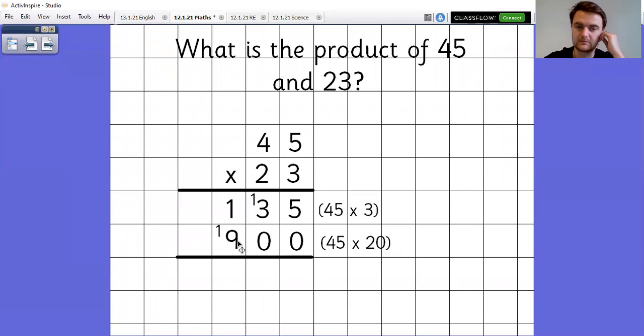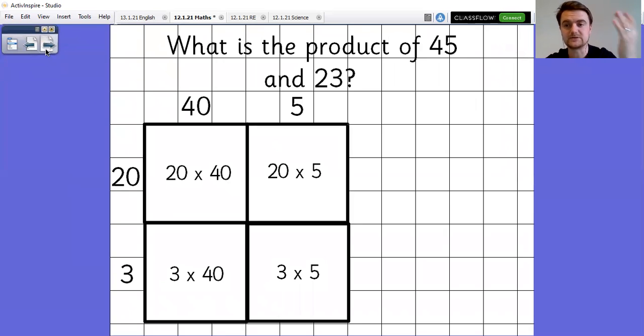If I wanted to use what I know already, I might know that 45 times 2 is 90. So I could use that to work it out. Now, after that, I've got to add them together. 5 plus 0 is 5, 3 plus 0 is 3, 1 plus 9 is 10. So my answer is 1035.